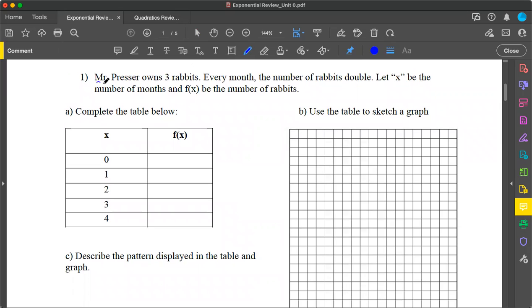Mr. Presser, hey, I know that guy. He owns 3 rabbits. I don't know if that's true. Every month, the number of rabbits doubles. Well, when you hear double, what comes to mind? Times 2 comes to mind for me. Let x be the number of months and f of x be the number of rabbits.